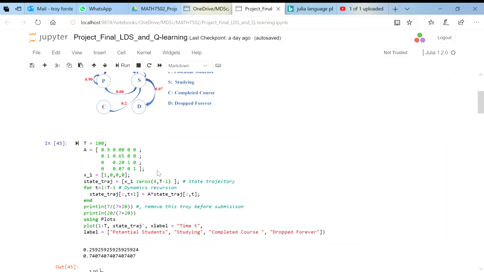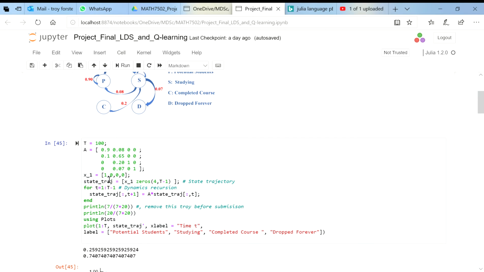So let's have a look at the code for that. Now we've got 100 time periods here, that's T, and our A is our matrix of states. Columns in this matrix are our current state, so this is P, S, C, and D, and the rows are the next state, and the cells are the probability that you will move from this state to this state. So the probability of moving from P to P is 90%, and the probability of moving from P to S is 10%. And we can see S has got its probabilities in there, and once you reach C, you'll only ever go back to C, and once you reach D, you'll only ever go back to D.